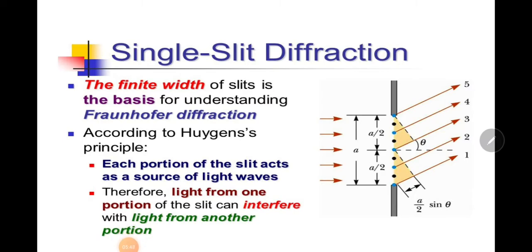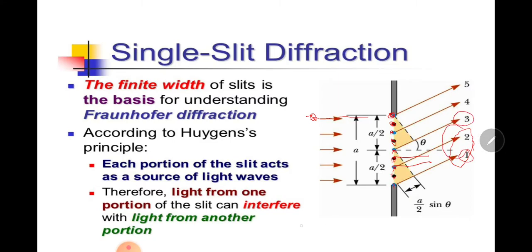Single slit diffraction. The finite width of the slit is the basis for understanding diffraction phenomena. According to Huygens principle, each portion of the slit acts as a source of light waves. Therefore, light from one portion of the slit can interfere with light from another portion. For example, light is coming from this primary source. Here, these dots will behave as sources of secondary wavelets, and this will interfere with this either constructively or destructively. Points 1 and 2 might interfere constructively, but 1 with 3 will interfere destructively.